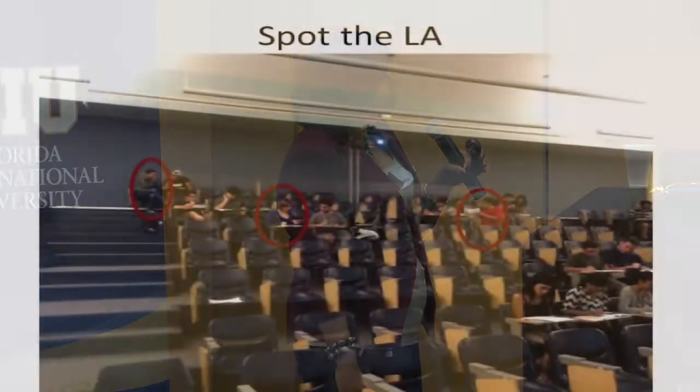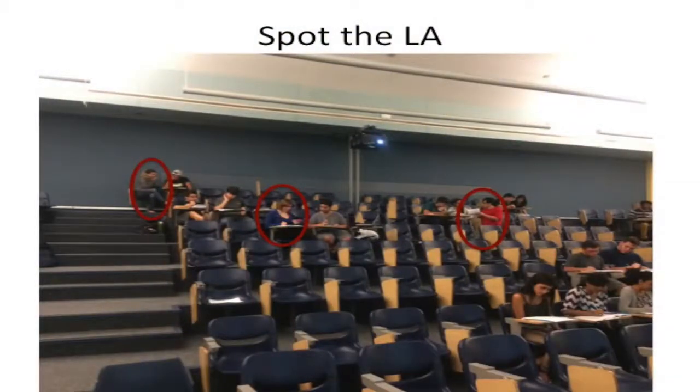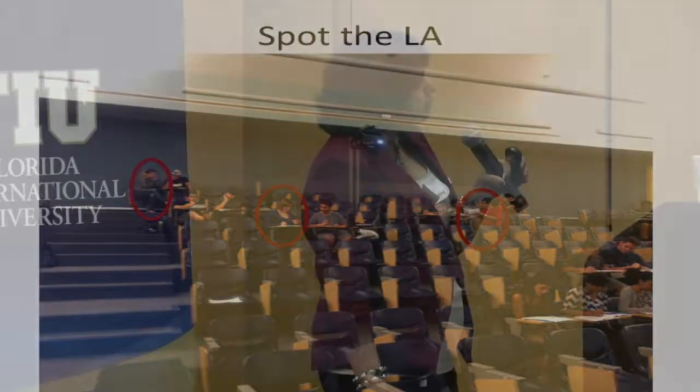So how many LAs can you spot in this picture? There's actually 3. That's Jimmy, that's Josie, and that's Talia. So this was just a snapshot of what the classroom looks like with the LAs in there.